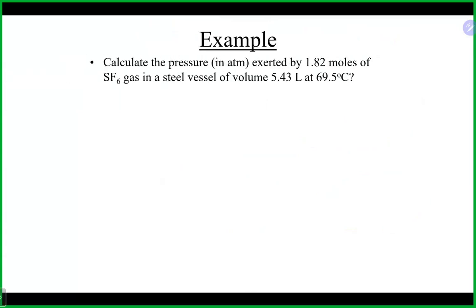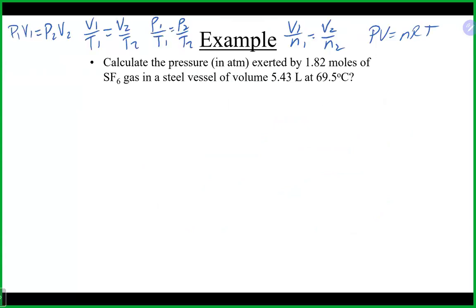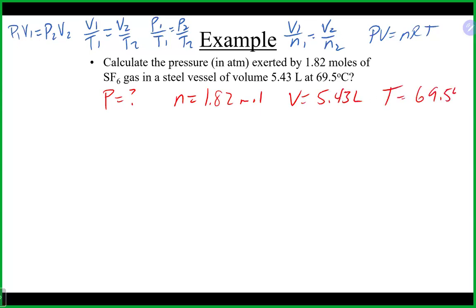All right, so take a few moments here and let's try one. Calculate the pressure in atmospheres exerted by 1.82 moles of SF6 gas in a vessel with a volume of 5.43 liters and a temperature of 69.5 degrees Celsius. Okay, so let's take a look. Again, we pull out the information. We're looking for a pressure. We obviously have moles given to us, 1.82. We also have a volume of 5.43 liters and a temperature of 69.5 degrees Celsius.